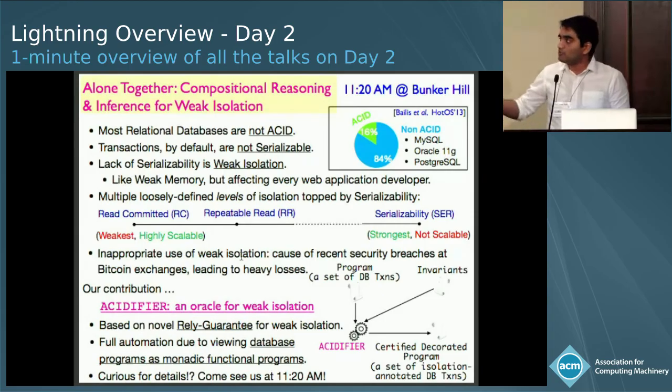So this talk focuses on how we used PL techniques like rely-guarantee to reason about these transactions. And I also talk about an automated verification technique that scales to real database benchmarks like TPCC and TPCE. Thank you very much.